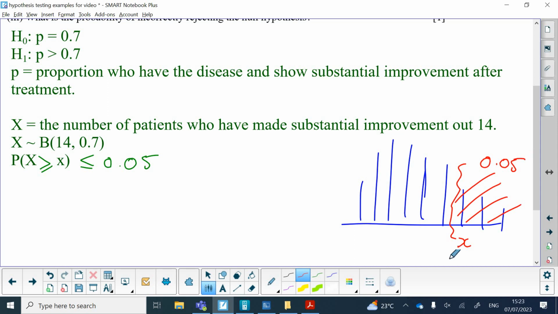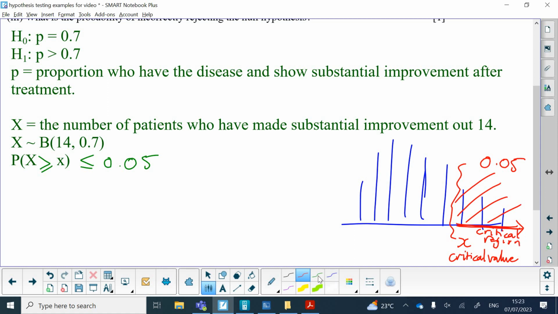And we call that value of x the critical value because it's kind of the cutoff point. And we call this set of numbers, so x can be anything bigger than or equal to x, the critical region, because for any of those numbers of patients who have made substantial improvement, we would reject the null hypothesis. So this is the critical region, sometimes called the rejection region.